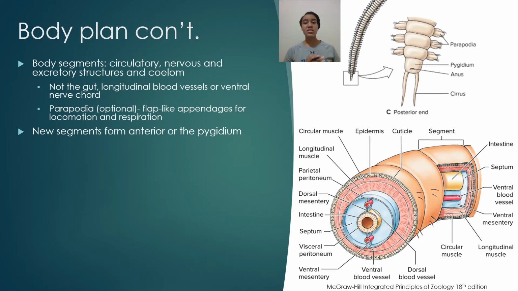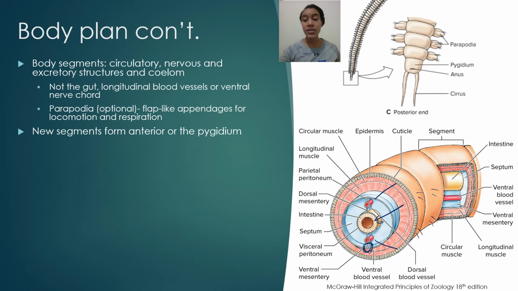This segmentation does not extend to a few of the key structures, and those are the gut, which can be seen here, the dorsal and ventral blood vessels, and the ventral nerve cord, which you can't see in this diagram, but is actually somewhere in this area here. Instead of each of these key structures being segmented like the rest of the body plan, they just run all the way through the organism from the anterior region, from the head, all the way to the posterior at the anus. So the gut runs straight through, and so do these vessels, and so does the nerve cord.